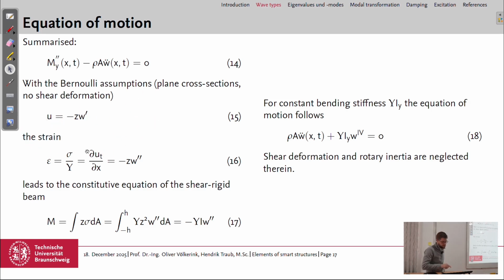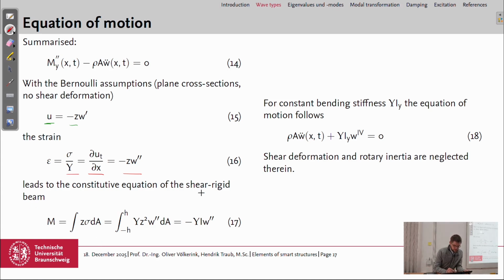And then we use the Bernoulli assumptions again, like we did, that the displacement is minus z times the slope. Get to red again. And then the strain can be written like this as the second derivative. So not the slope, but the curvature.